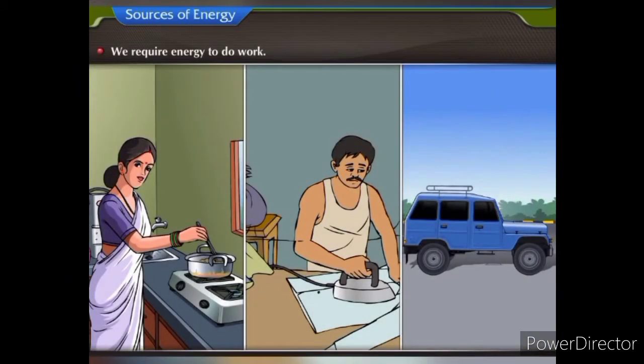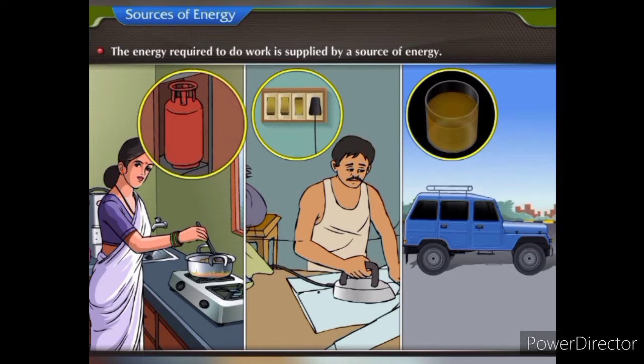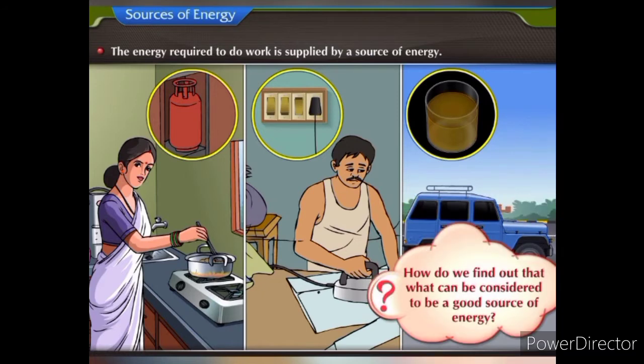We require energy to do work. The energy required to do work is supplied by a source of energy. Depending on the type of work, different types of energy sources are used. The selection of the source is very important. How do we find out what can be considered to be a good source of energy? Let us study the qualities or the characteristics of a good source of energy.